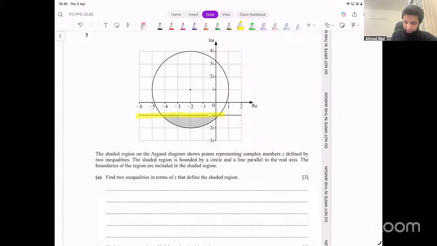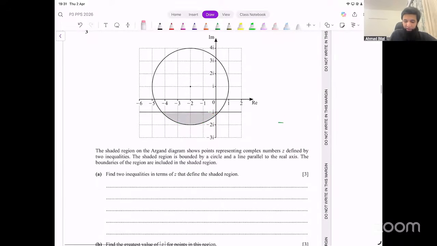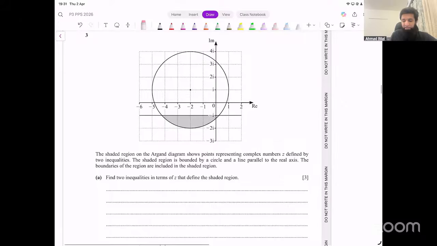We've got this line. The boundaries of the region are included in the shaded region. That means this line is included and this curve is also included. So you'll have greater than or equal to or less than or equal to signs in the inequalities, right? You'll also have the equal to signs.